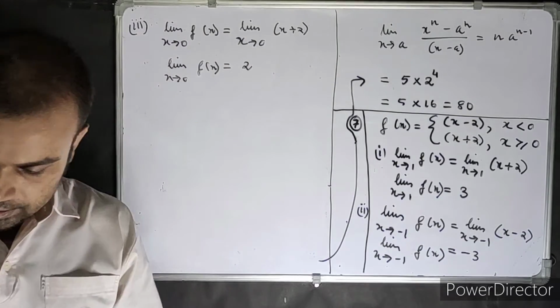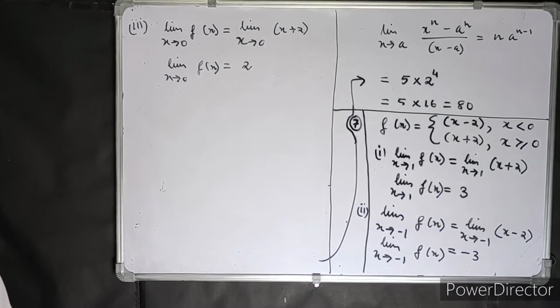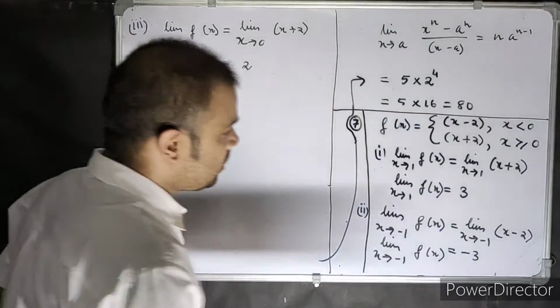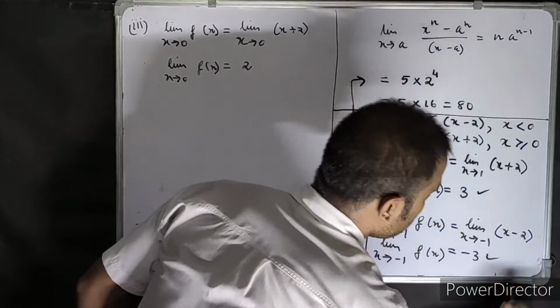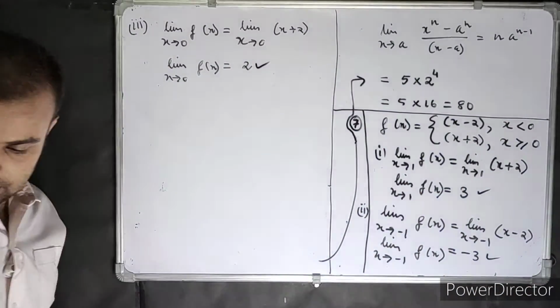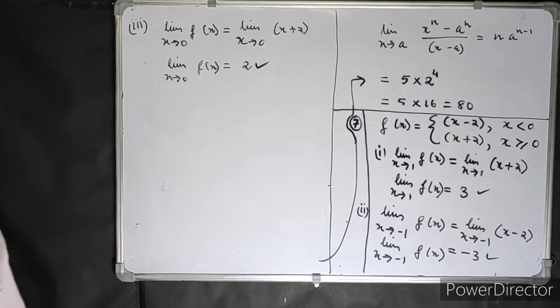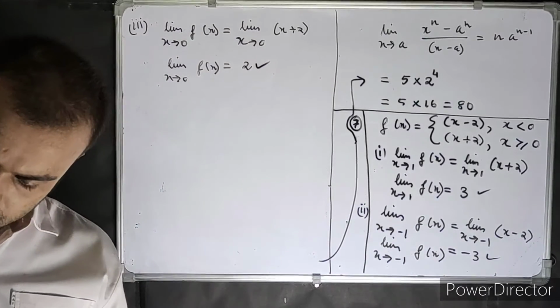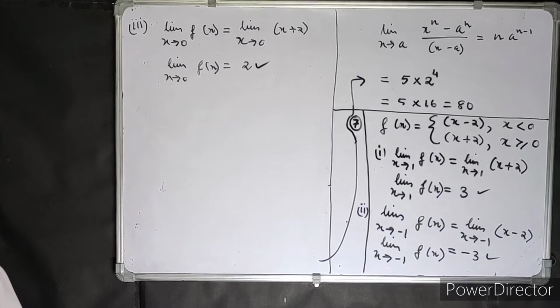So let's check these answers and let me just tell you if they are correct or not. Yeah, this is correct, 3. This is minus 3, correct, and that is also correct. But for limit x tends to 0 f of x, it says does not exist.